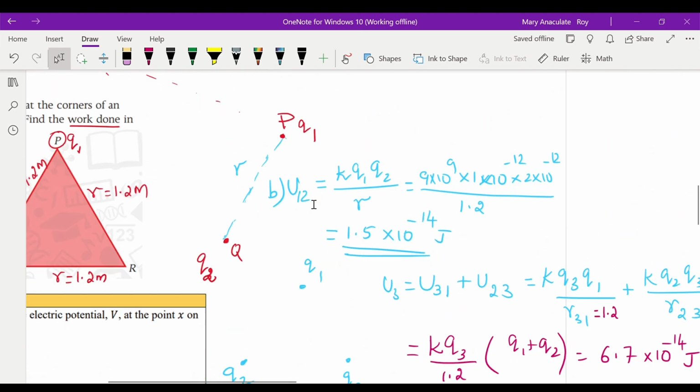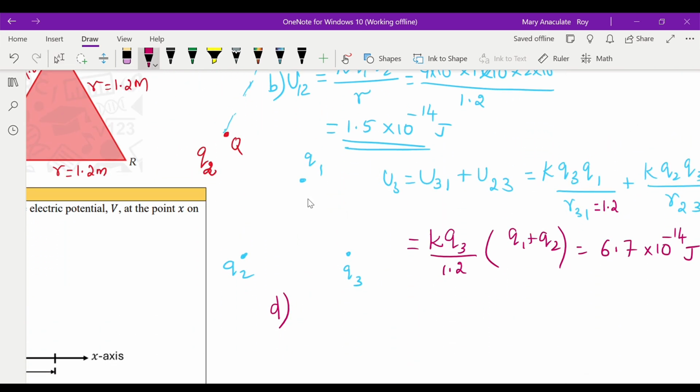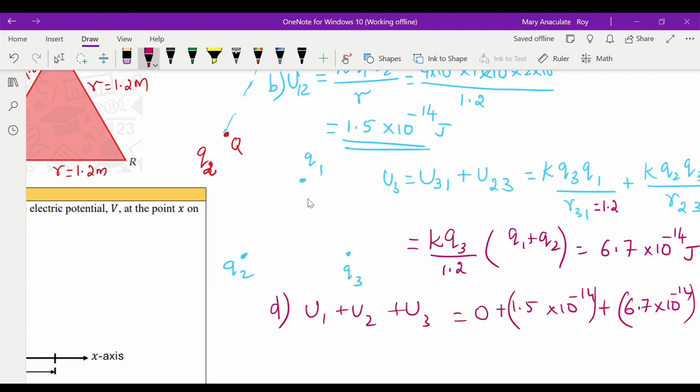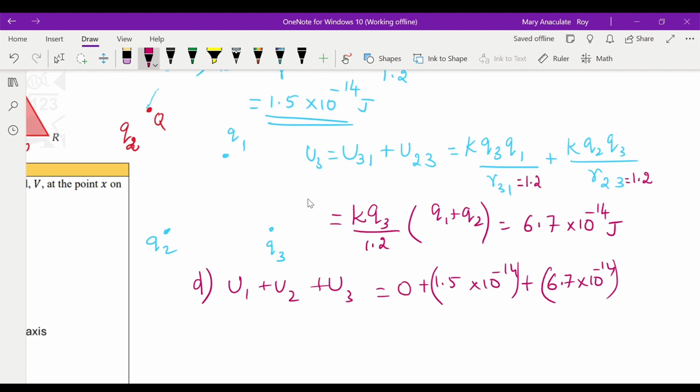So for here, the first one was 0. You add all the values of the energies that you have calculated. U1. So to bring U2, how much work you did. For U3, how much work you did. So 0 plus 1.5 times 10 to the power of negative 14 plus 6.7 times 10 to the power of negative 14. And I'm sure you'll be using the calculators appropriately by having brackets, otherwise your answers may differ. So the final answer will be 8.2 times 10 to the power of negative 14 joules. Remember to write the units as well.